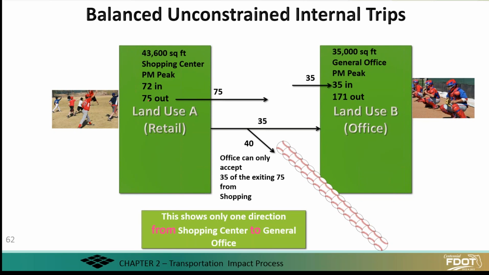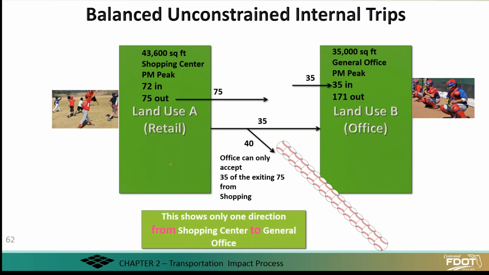And on the same site, they have a 35,000 square foot office building. And if you do that calculation, there's 35 trips in during the PM peak, and of course most people are trying to go home. There's 171 of them leaving.